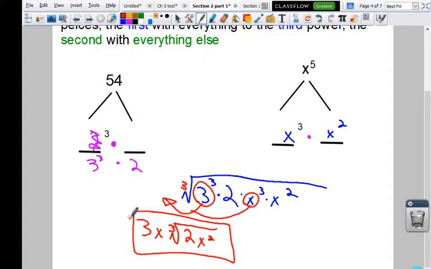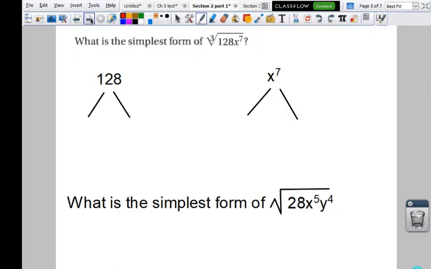Alright, so we're going to practice this. This is most of what we're doing today. It's pretty much just this. So let's try another one. Let's simplify the cube root of 128x to the 7th.